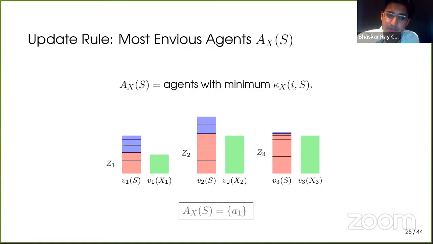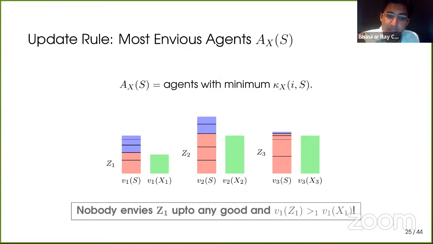Now, what is the advantage of this definition? Observe crucially that nobody envies Z1 up to 1 good. Why? Because for agent 2 to envy any subset of S, it needs to be of size at least 3 by definition of Z2. For agent 3 to envy any subset of S, it needs to be of size at least 4. But Z1 is of size 2, the smallest size by definition. As a result, nobody would envy Z1 following the removal of a good. There could be ties, another agent who also envies Z1, but following the removal of a good, this envy would disappear. And more importantly, this is a set which the agent values more than its current bundle. So I have found a set which an agent values more than its current bundle, and which all other agents would be fine with if I allocate this bundle to this agent.